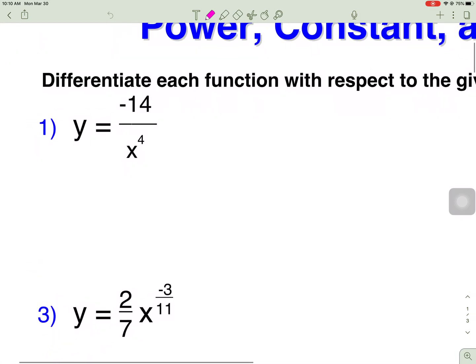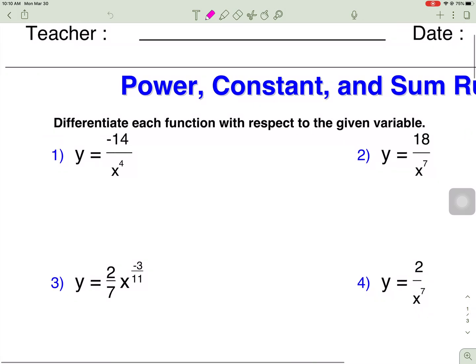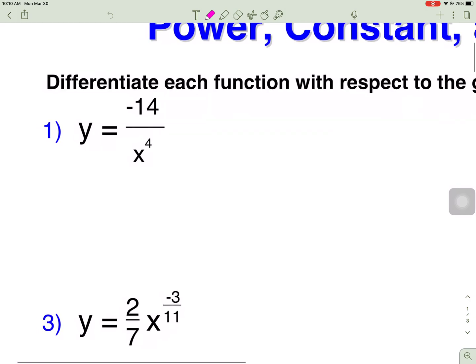We got y equals negative 14 over x to the fourth, and it says to differentiate each function with respect to the given variable. So if we have y, we want to find y prime. But the thing that's going to help us if we have an exponent in the denominator is to rewrite this as negative 14x to the negative fourth. When you flip the location of a variable with an exponent, it changes the exponent to the opposite sign.